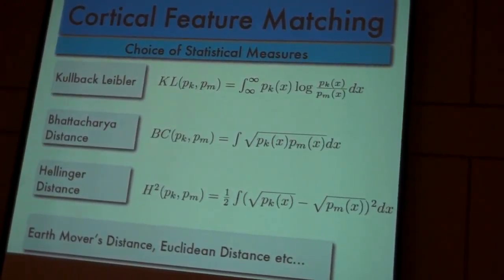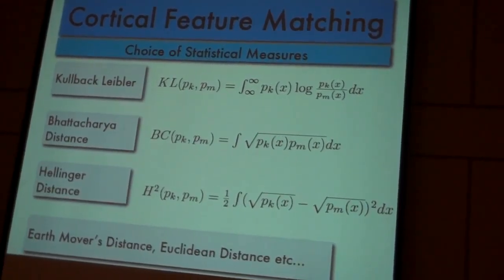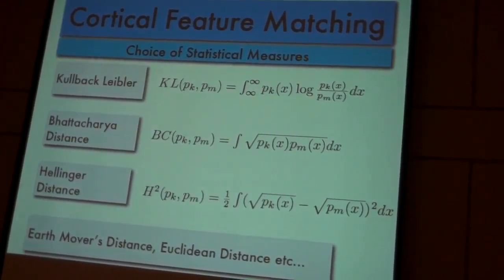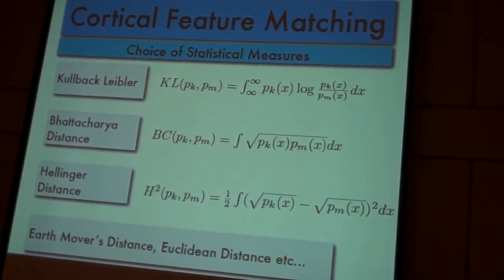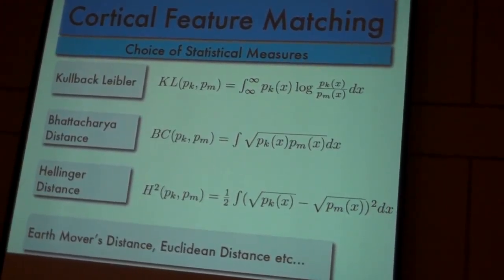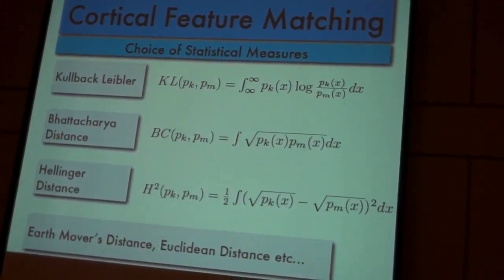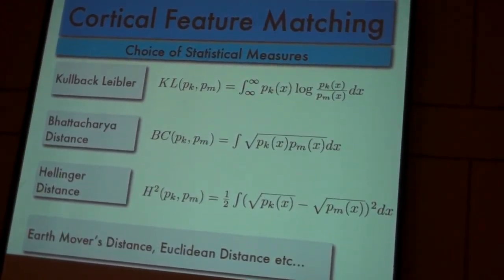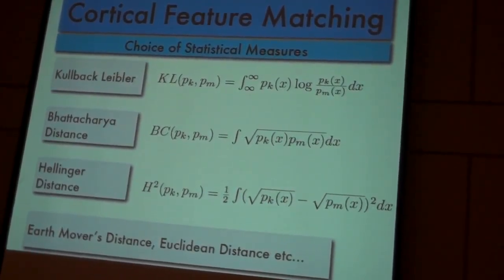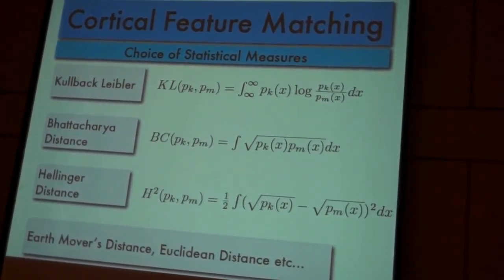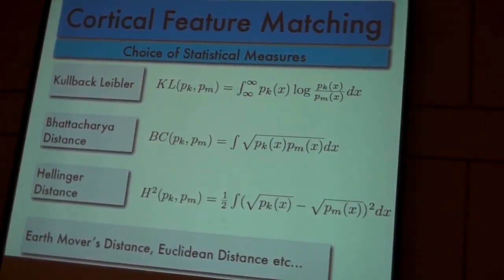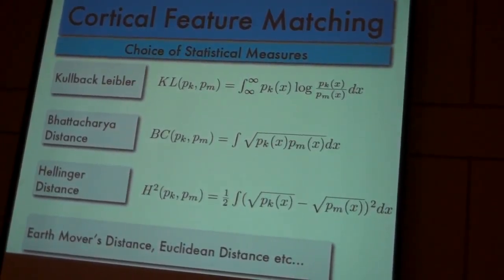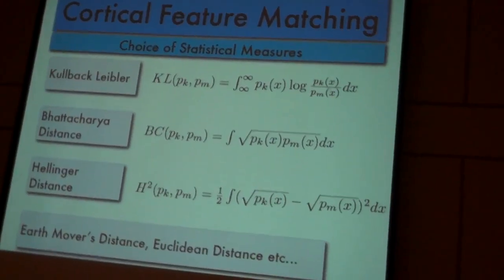So given this cortical pattern or this feature vector, we want to have a choice of statistical measure for comparing distributions. And so there are many choices here. One is the Kullback-Leibler, which is the difference in the entropy between the two distributions, whose densities are P_k and P_m. Then there's the Bhattacharyya distance and the Hellinger distance, which are actually using the square root of the density functions. And then there is Earth mover's distance, which is going to compute a flow from one distribution to the other. And a simple Euclidean distance, where if you consider P_k and P_m to be simple functions in a Hilbert space, and you simply take the Euclidean inner product, which is the distance.